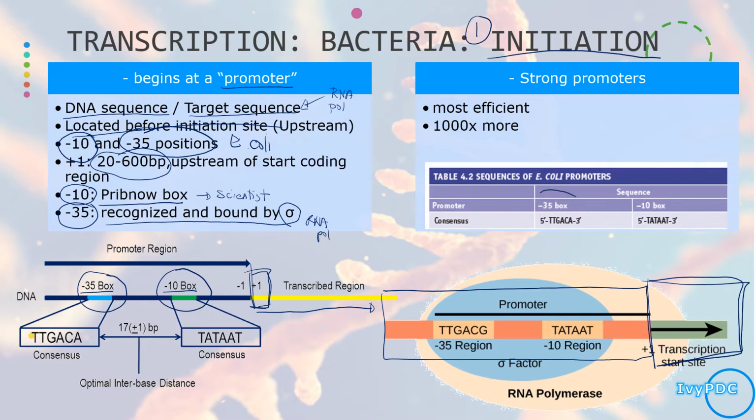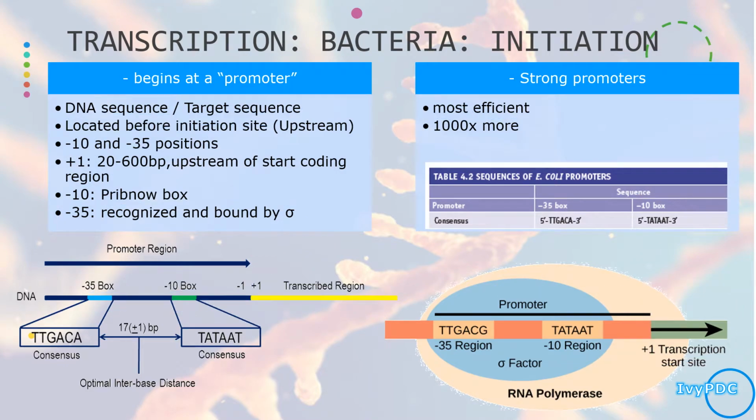The -35 box has a sequence of TTGACA, while the -10 box has a sequence of TATAAT. The most efficient promoters are named as strong promoters, and these promoters are 1,000 times more productive in initiations as the weakest promoters.